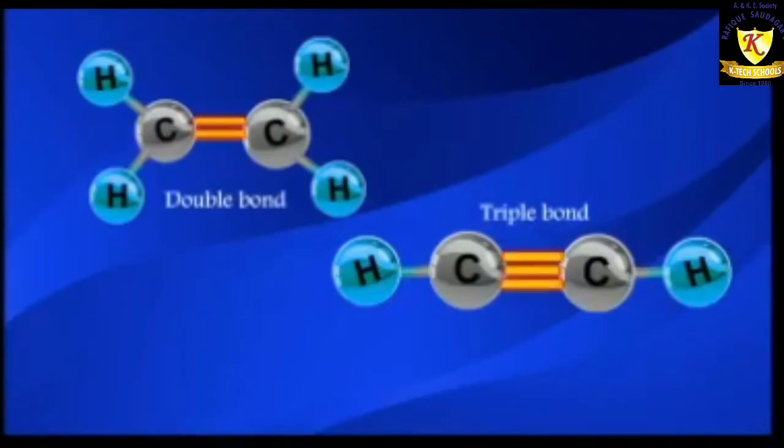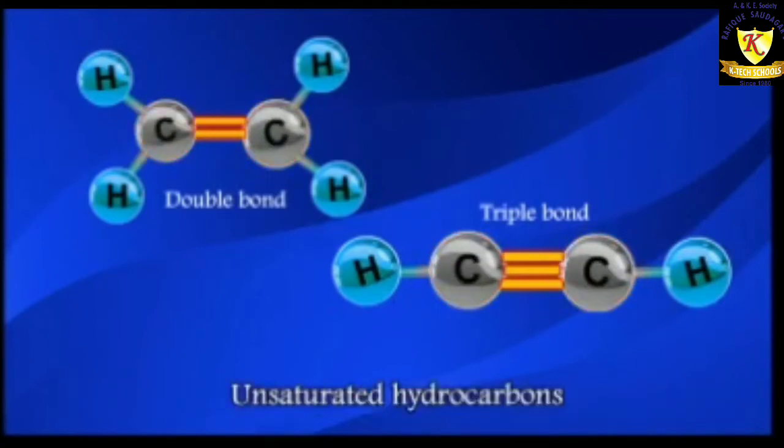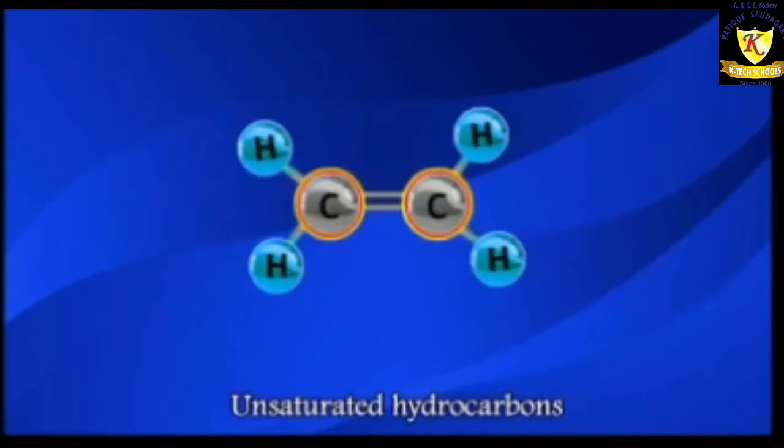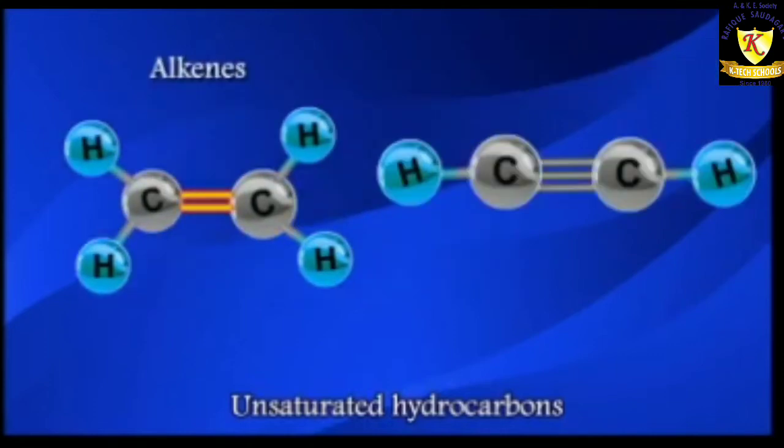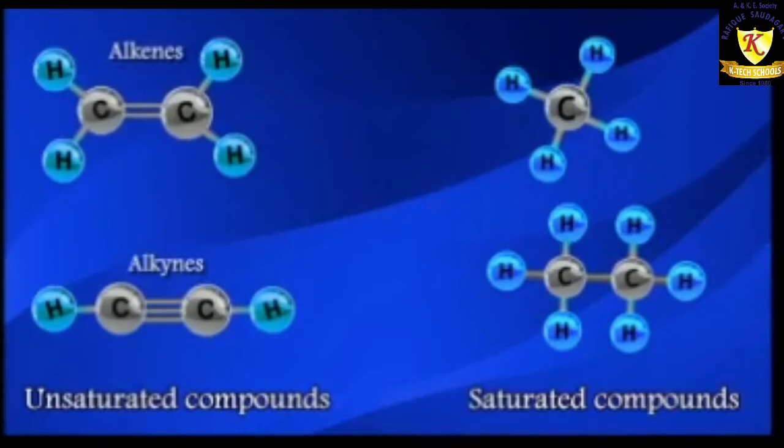The carbon compounds having a double bond or a triple bond between the two carbon atoms are called unsaturated compounds. Ethine and ethene are unsaturated hydrocarbons. Those containing carbon-carbon double bonds are called alkenes. The unsaturated hydrocarbons whose structure contains a carbon-carbon triple bond are called alkynes. Generally, unsaturated compounds are more reactive than saturated compounds.